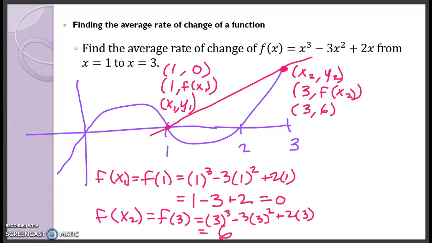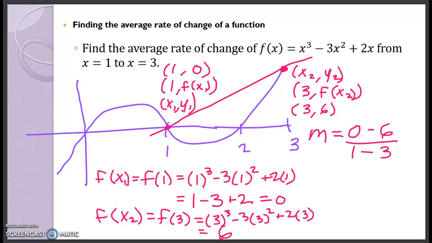So how do we find the average rate of change? We haven't even done that yet. Well, that's the slope of the line between these 2 points. So that's going to be f of x1, which we found was 0, minus f of x2, which we found was 6, over x1, which is 1, minus x2, which is 3.